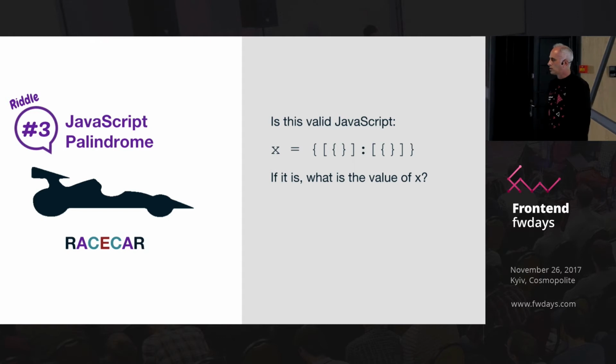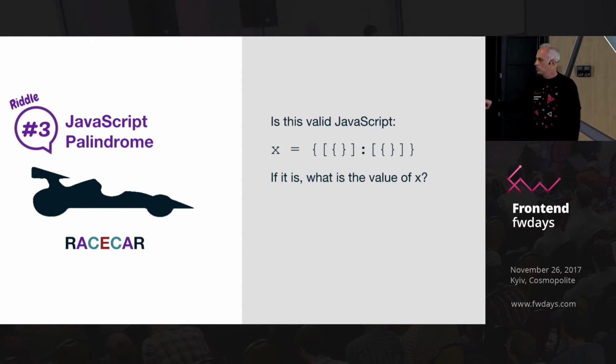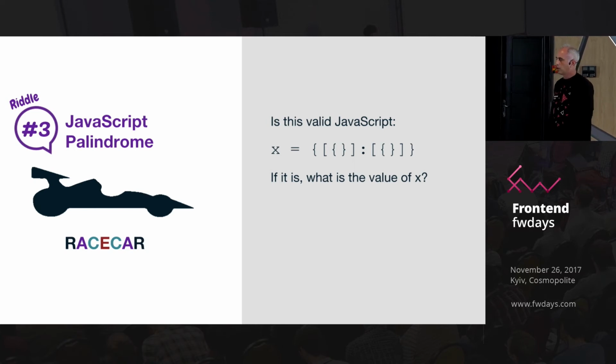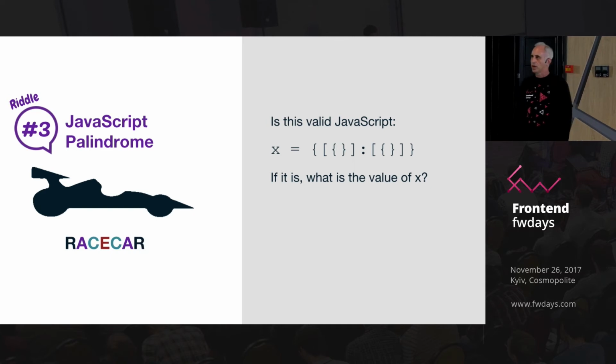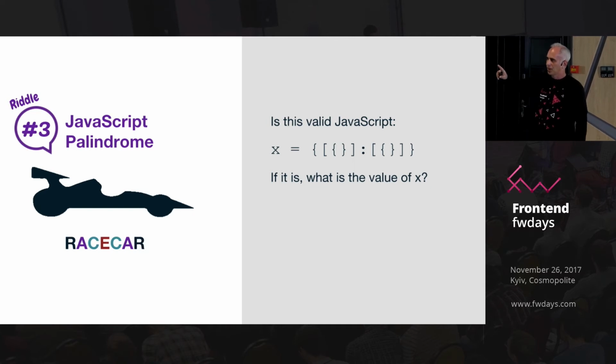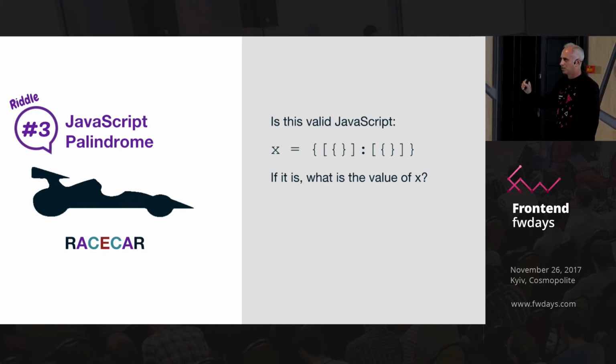And I'm going to ask you, is this valid JavaScript code, assuming that X is defined? Let's say X is a variable that's declared using var or let. Is this valid and legal JavaScript code? And if it is, what is the value of X? Okay, so wait a minute, don't answer yet. Let's give everybody a minute or two.